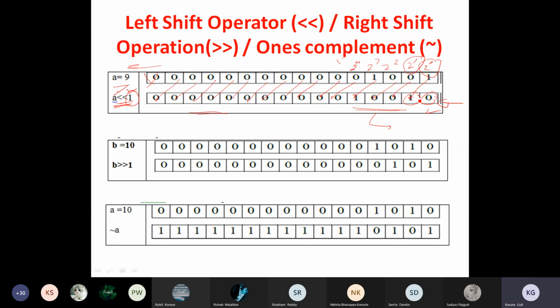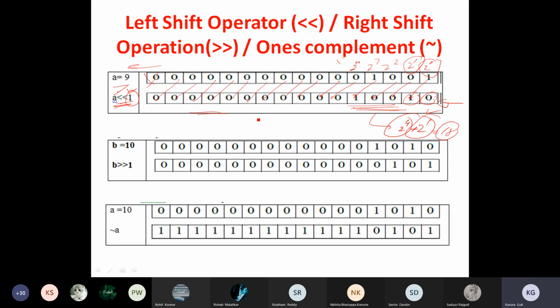2 to the power 0, 1, 2, 3, 4. So in 2 to the power 4 you have data, and 2 to the power 1 you have data there. So this is 16, this is 2. How much is this? 18. So this is 18. Is that okay? Yes, ma'am.